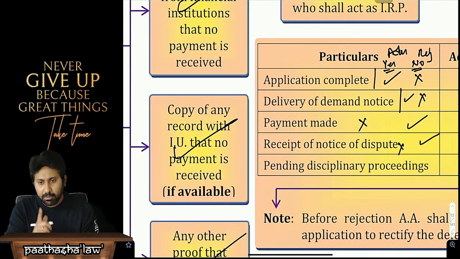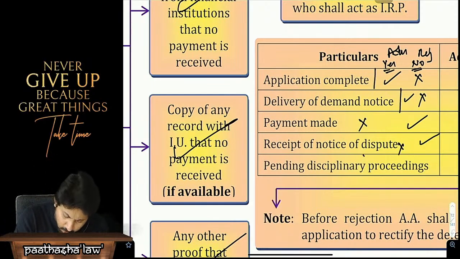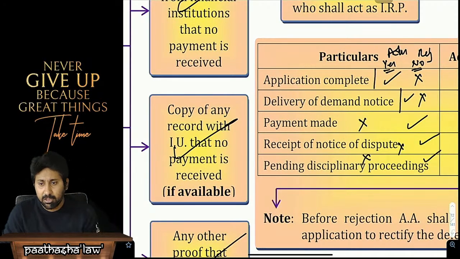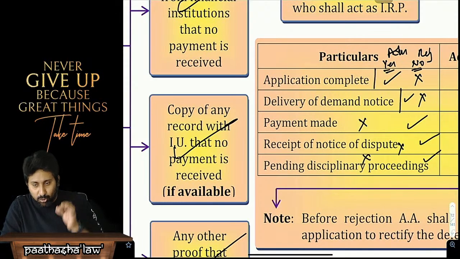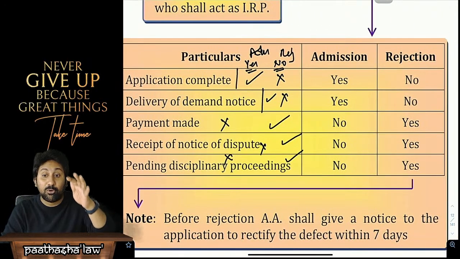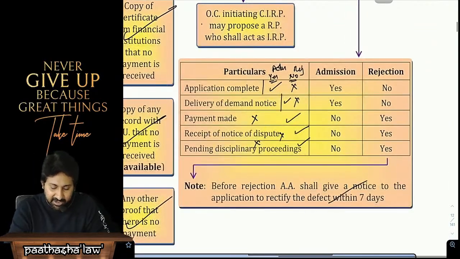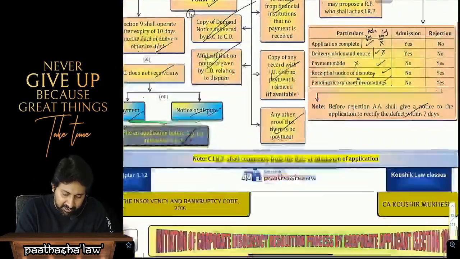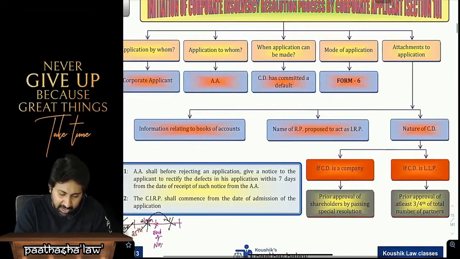Next one. Are pending disciplinary proceedings there? If no, not there, the application is admitted; if yes, it is there, then it is not. This is the answer. Seven days' time will be given to rectify the defect. With this we completed section number 9.